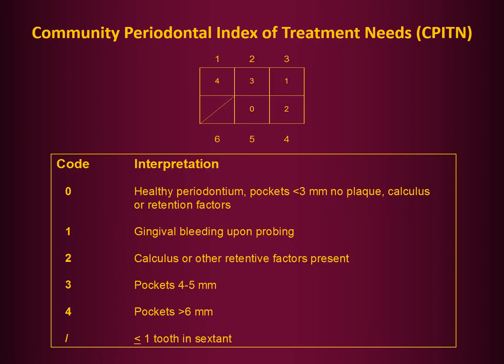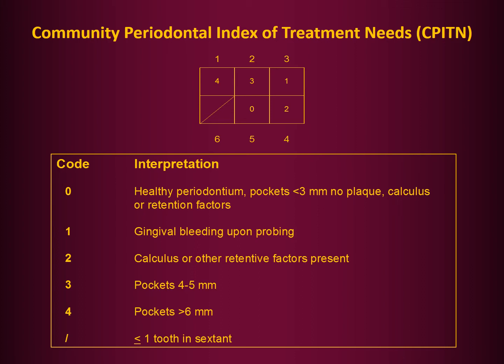Now the question might be, what do those numbers mean? Well, as you can see, I've listed in boxes here at the top the different sextants, 1, 2, 3, 4, 5, and 6, and I've listed the codes here at the bottom. You can see that the code of 0 means that someone with those index teeth evaluated would have a healthy periodontium. Pockets would be less than 3 millimeters. They'd have no plaque, no calculus, and no retentive factors like overhanging restorations or bulky margins or grooves in the teeth, etc. A score of 1 would be gingival bleeding on probing.